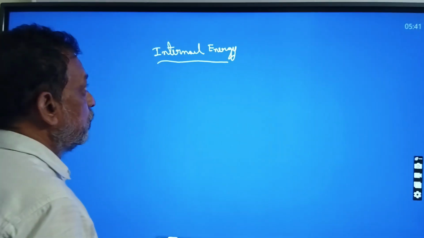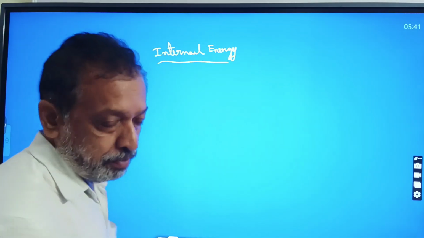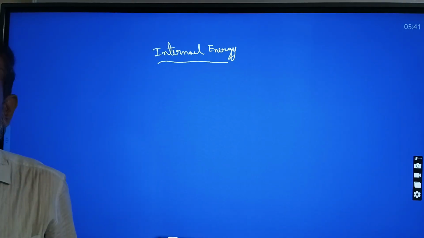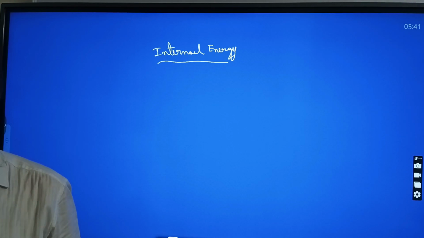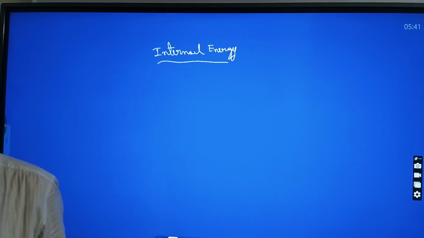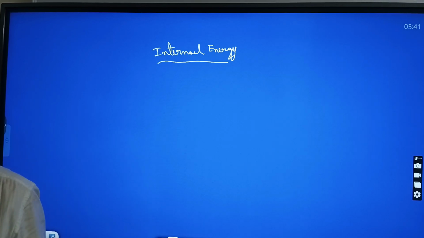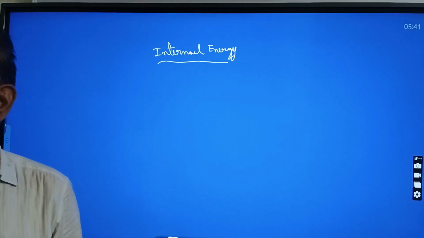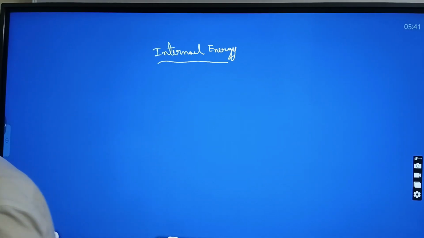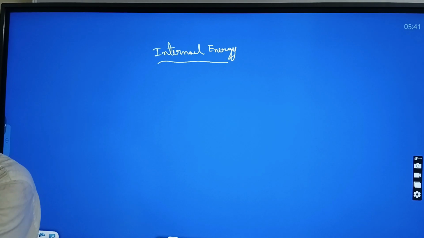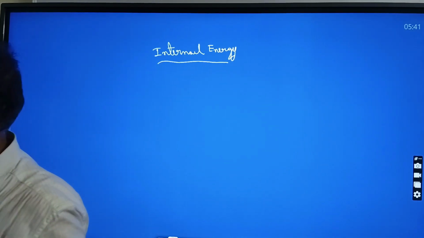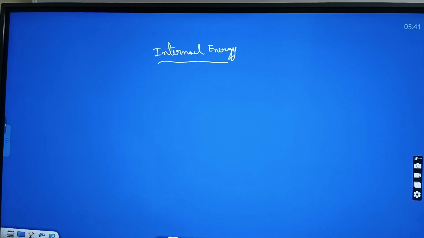Internal energy. So what is the internal energy? Please write. Internal energy of a system is the energy possessed by the system due to molecular motion and molecular configuration.